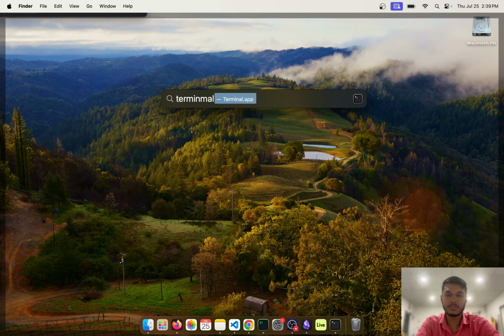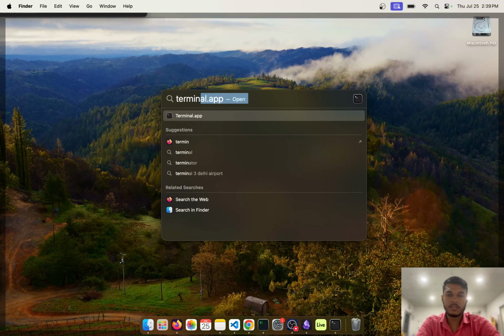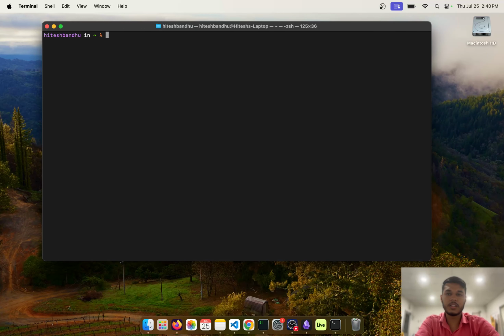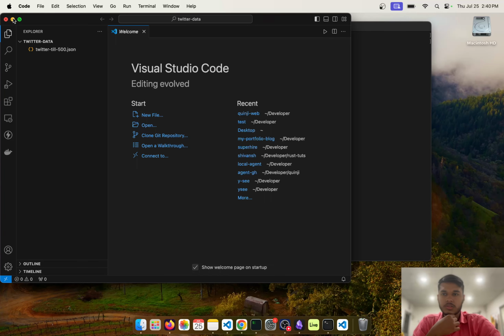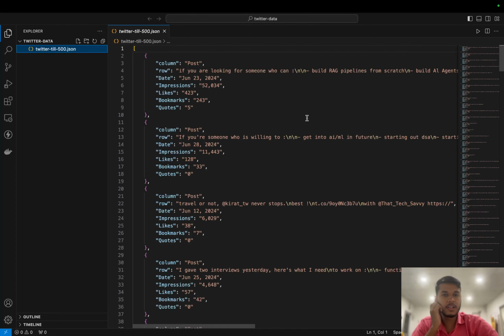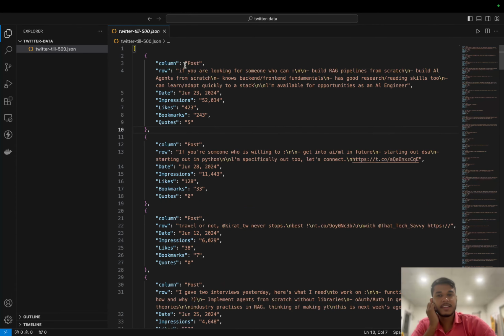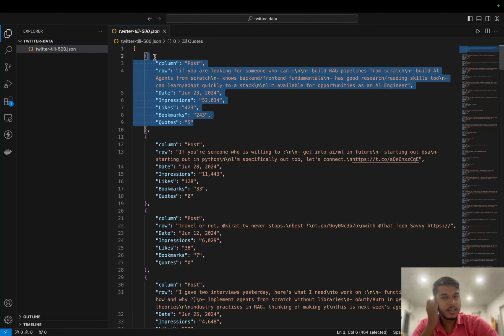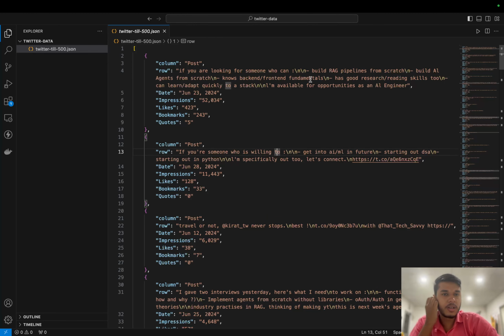Wait, let me show you, because I'm showing you the examples so you should really know the capability of this LLM. Most probably it is here. Yes. So here it is, Twitter till 500. All of this was extracted just using Gemini. These are my tweets. If you look for my tweet, it will get you this. So if you're looking for someone who can build, even it added the backslash n.